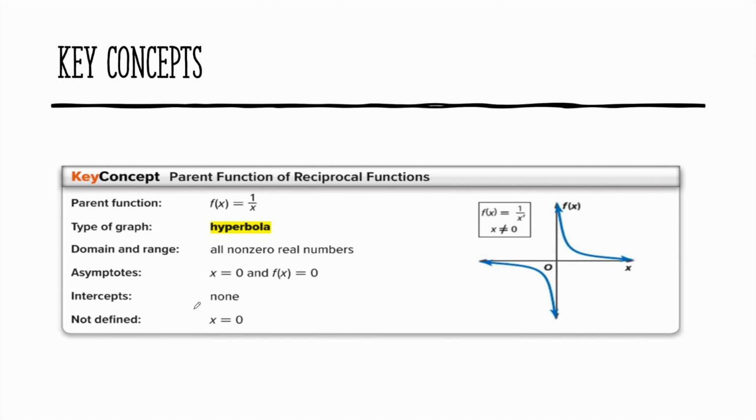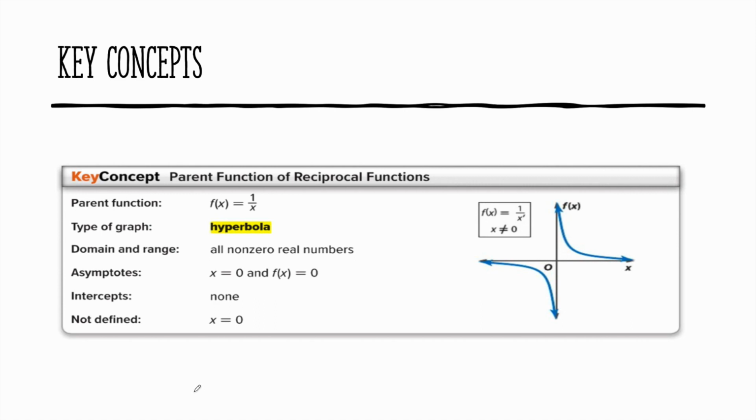So our intercept here does not exist, so it's none. And then our graph is not defined at x is equal to 0. So at x equal to 0, our graph will be undefined.